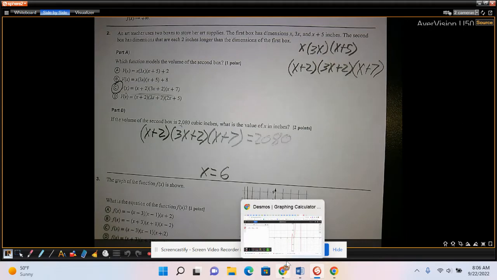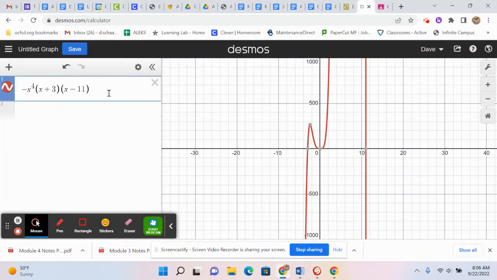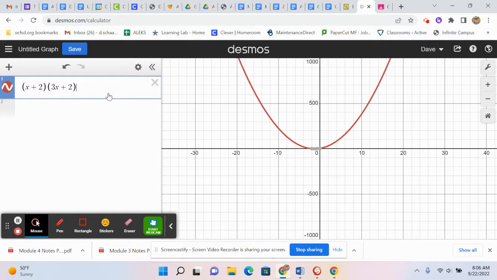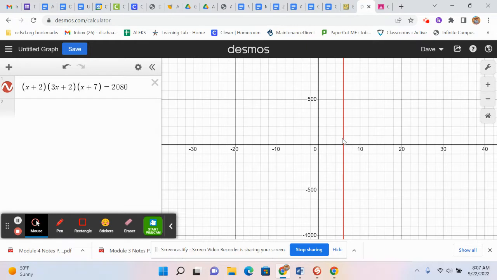hop over and use that quick. I just want to show you this real quick because it's really easy on Desmos. x plus 2, 3x plus 2, and x plus 7. Now, if I'm trying to figure out when it equals 2080, watch this. I'm going to say equals 2080. Look at this. Now it just gives me the line here.